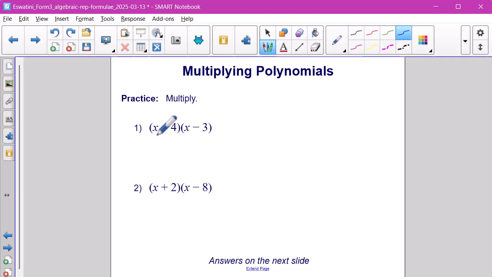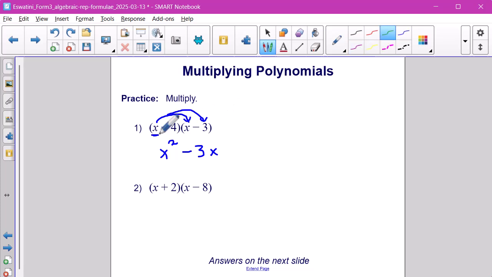Let's practice multiplying these polynomials together. Let's begin with this first problem. Remember, we need to take the first term and distribute it to both terms in the next set of parentheses. So we have x times x, which is x squared. Then we have x times negative 3, so that'll be negative 3x.